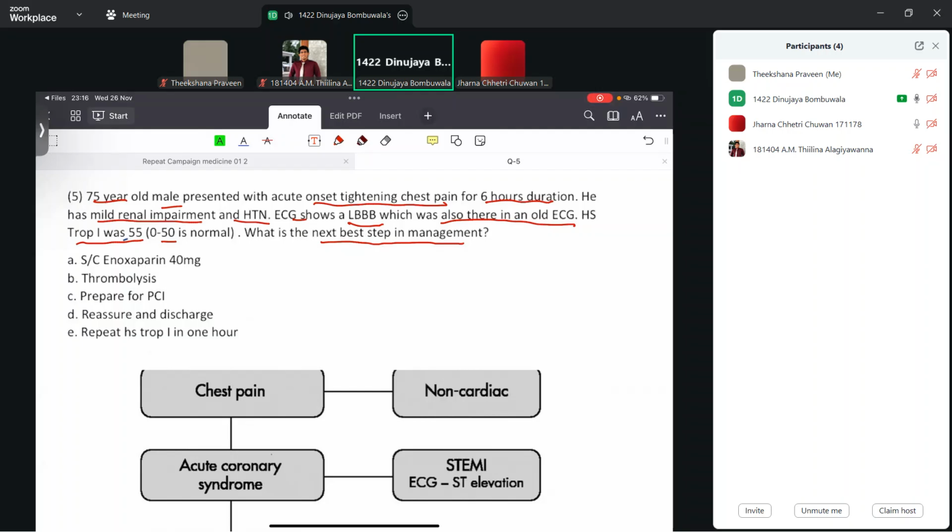The thing about troponin is that troponin is cleared by the kidneys. So in renal impairment, troponin clearance can be reduced, so the usual normal troponin levels can be slightly elevated in a patient without acute coronary syndrome if he has renal impairment as well. So in this patient, he has slightly elevated troponin I levels, but the left bundle branch block has been there previously as well.